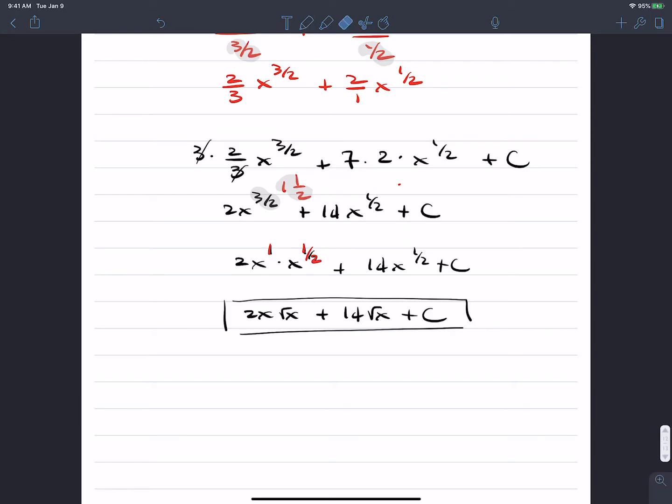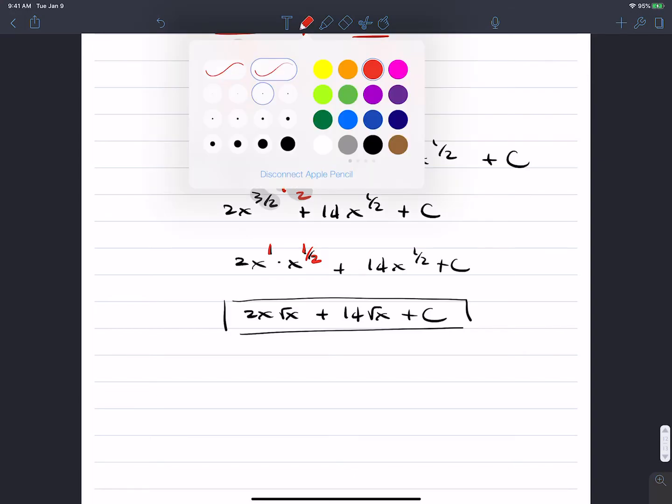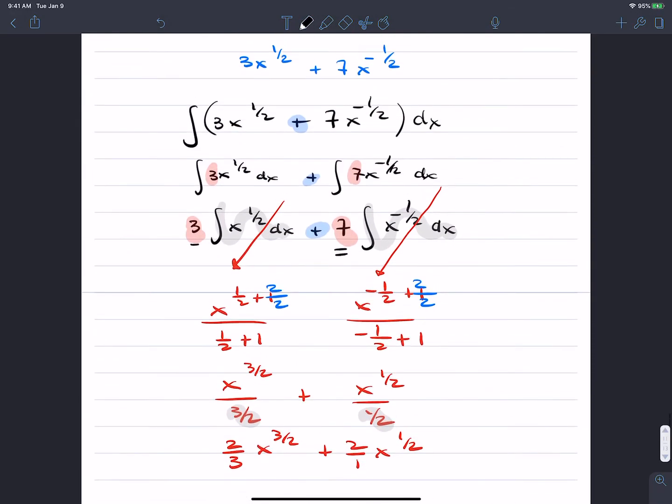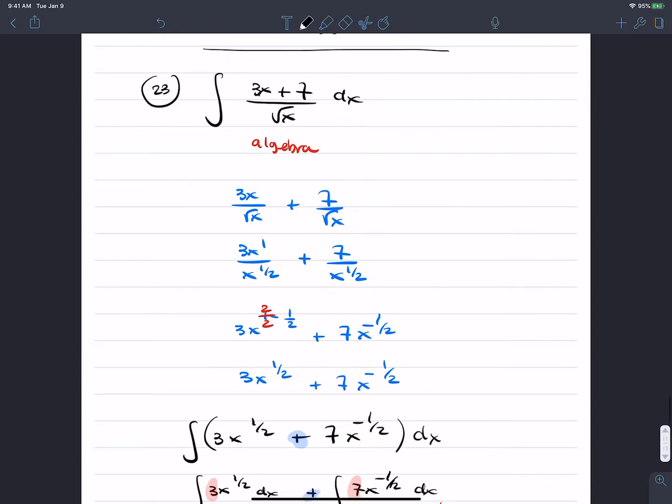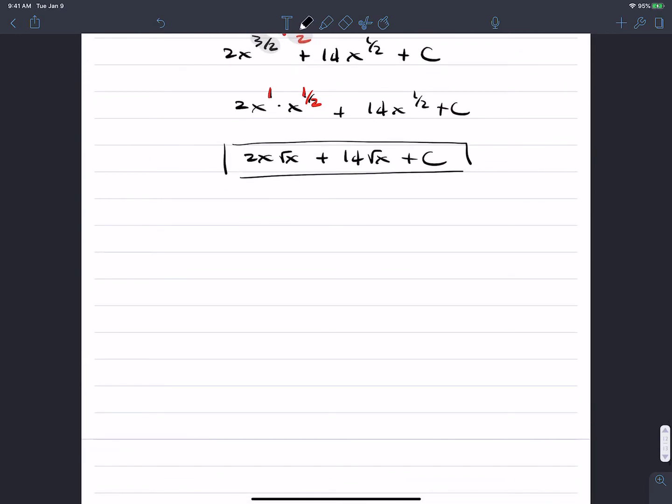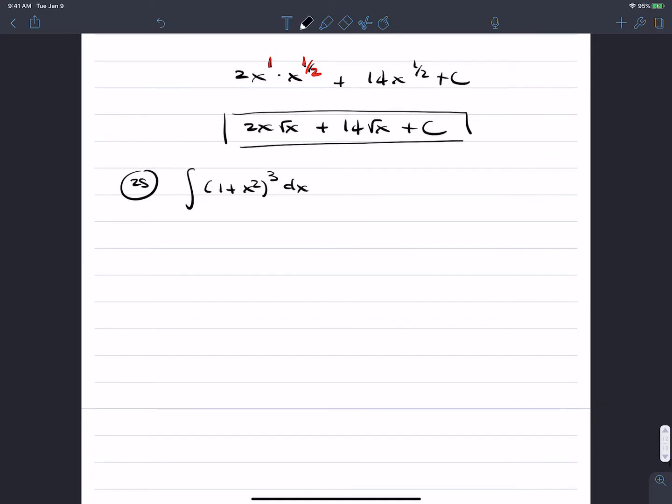Anyway, this is number 23. Number 25. The integral of 1 plus x squared cubed dx. Now, you're going to again have no choice but to use algebra here. But this time we have to write down what that means.